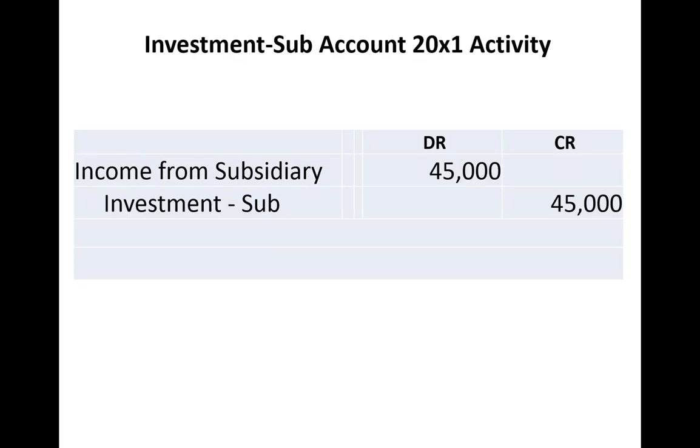Now, this is the entry we're going to make. We're going to debit income from subsidiary, credit the investment in sub for $45,000. Now remember, under the equity method of accounting, any unrealized gains or losses or deferred gross profit that we may have is not going to go through any revenue or expense account. All of those transactions are going to run through the income from sub account. So we'll make this entry here.